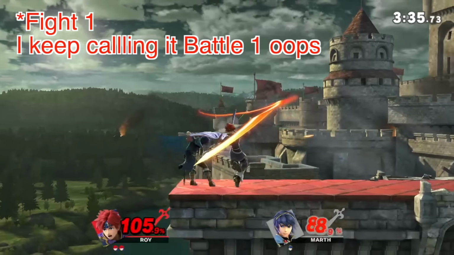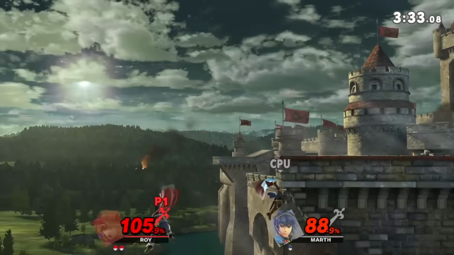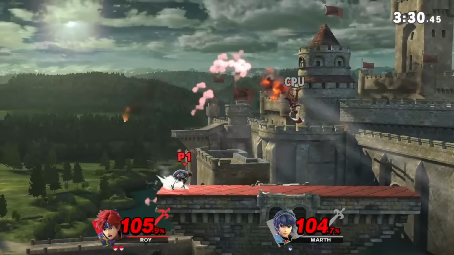Battle 1 plays when you're in a battle. And I still can't think of another way to word the same explanation, so let's just move on.